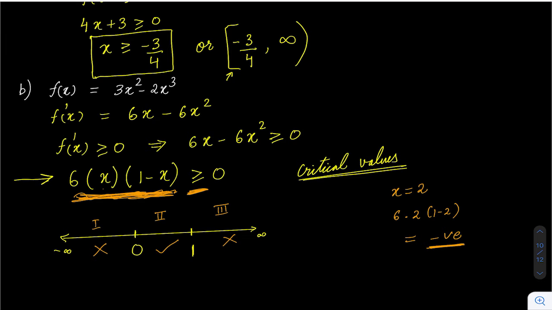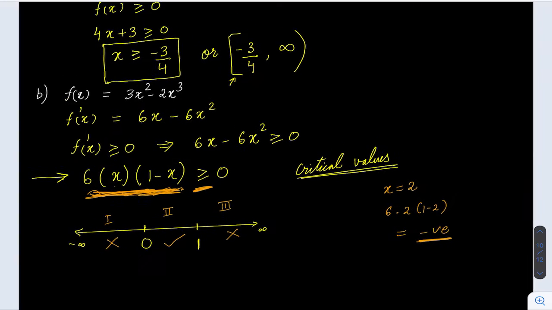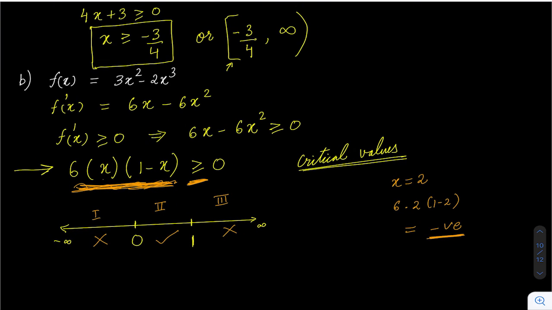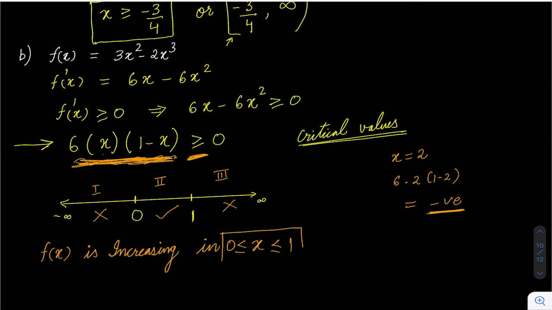But we don't need negative, we need only positive. So it means only the region from 0 to 1 is satisfying this inequality. So our answer is, function f(x) is increasing in x less than or equal to 1, greater than or equal to 0. So this is my answer.